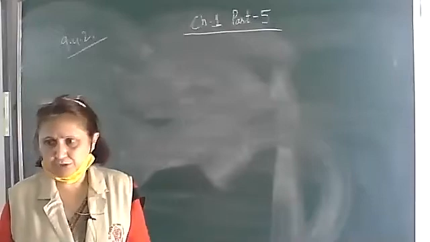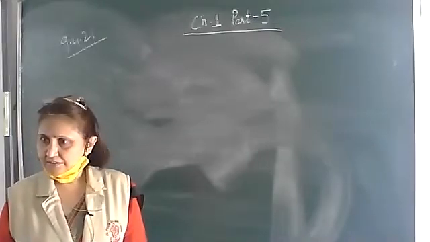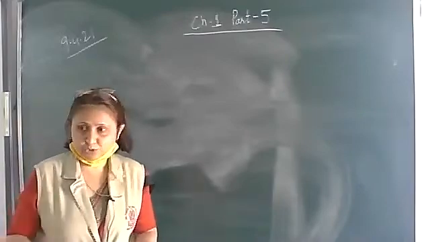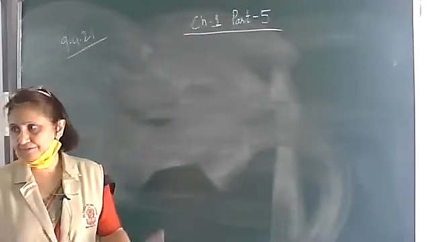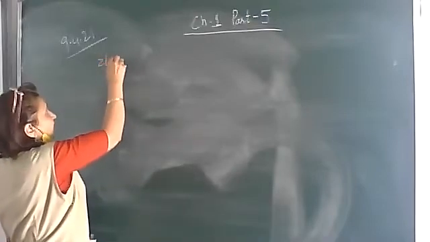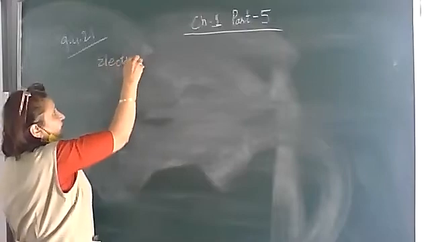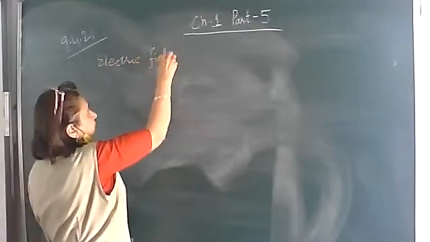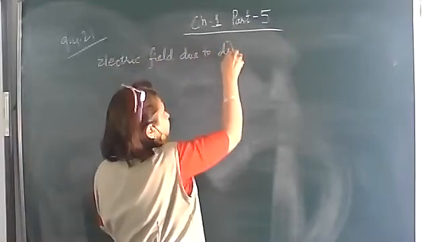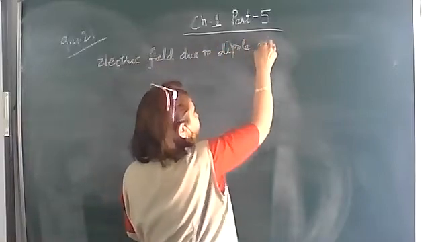So we have taken it to be 2a. Okay. Next we'll find out the electric field due to an electric dipole, first on its axial line. So write the heading: Electric field due to dipole on its axial line.